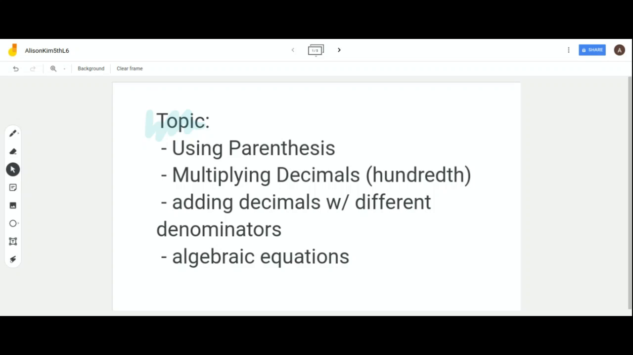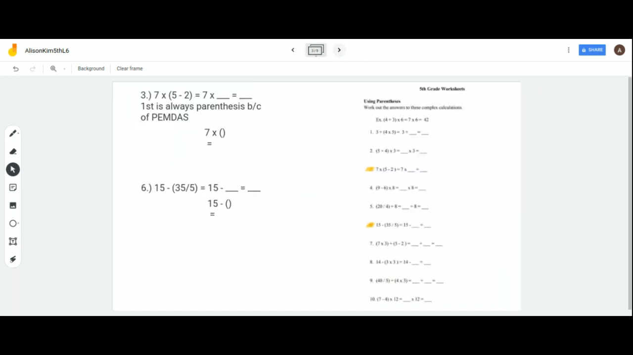Hi 5th graders, today we're going to learn about using parentheses, multiplying decimals with the hundredths place, adding fractions with different denominators, and algebraic equations. So let's get started. First we're going to be using parentheses. When you're doing parentheses, just remember that parentheses always come first, the same as PEMDAS, okay?